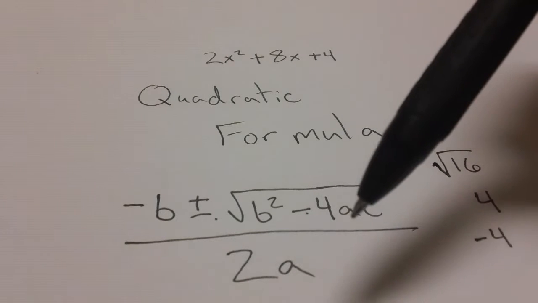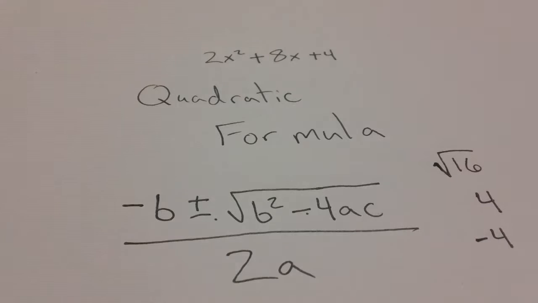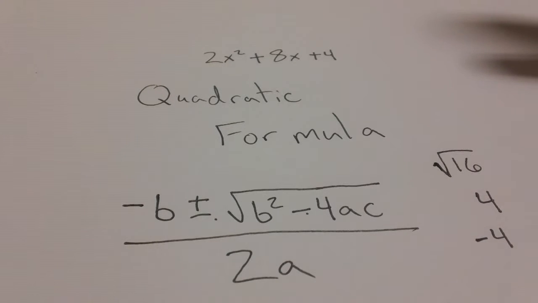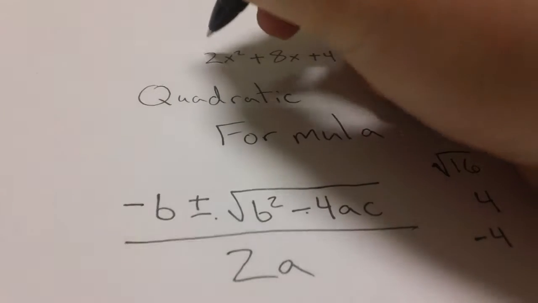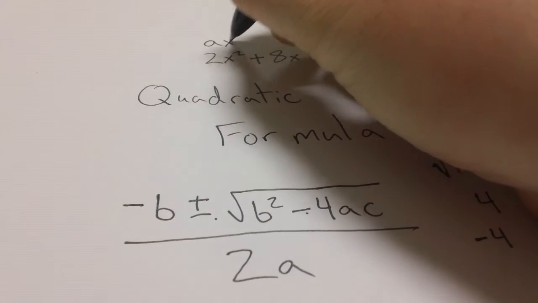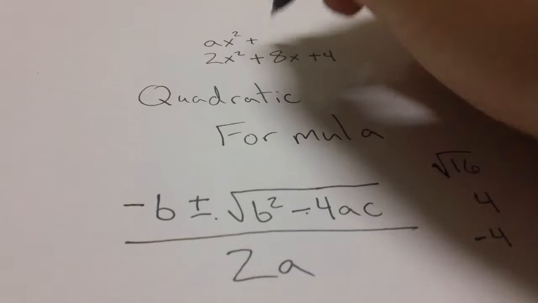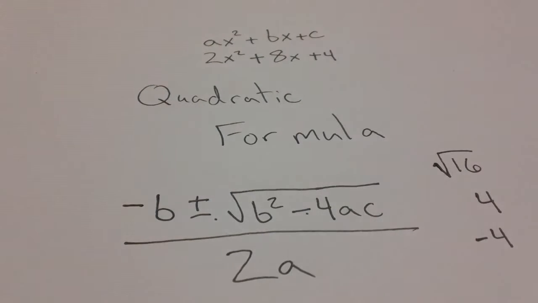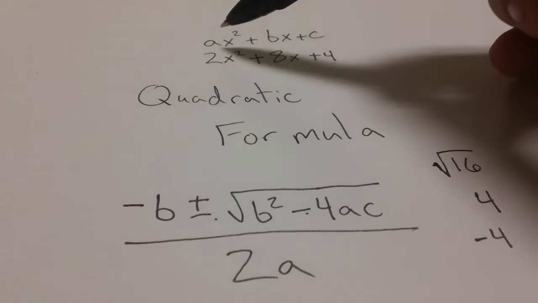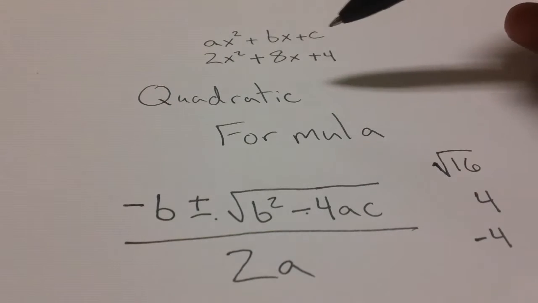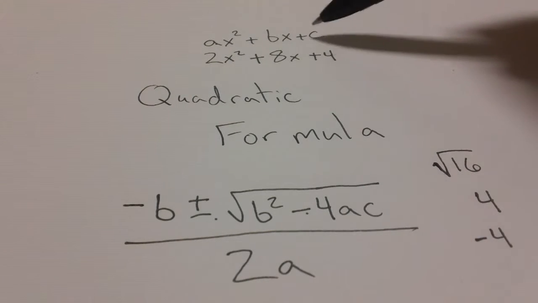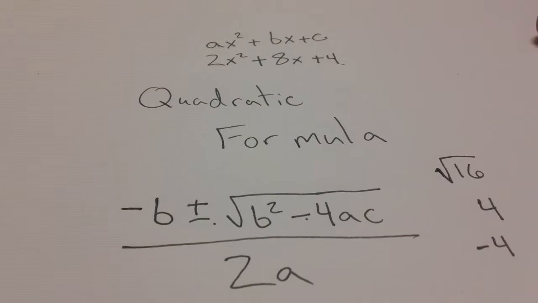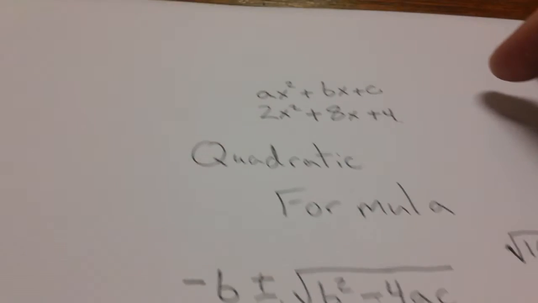Now, one other thing, the place we get these a's, b's, and c's. I'm sure most of you already know, but in case anyone's new to this whole idea of factoring here, we generally write these quadratic equations or polynomials in the form of ax squared plus bx plus c. That would mean the a would correspond to the 2, the b would correspond to 8, and c would correspond to 4. So let's go ahead and work this problem out.